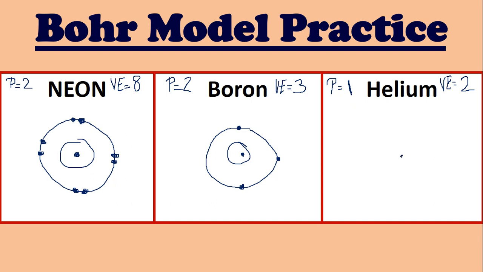So we do 1 dot for the nucleus. We do a circle around it for the 1 period. Then we have 2 valence electrons. This is where it can get a little tricky. It just depends on who you are. Some people like to place a dot at the top, dot at the bottom. I like to place both my dots right next to each other when I do helium. And this is helium's Bohr's model. All right.